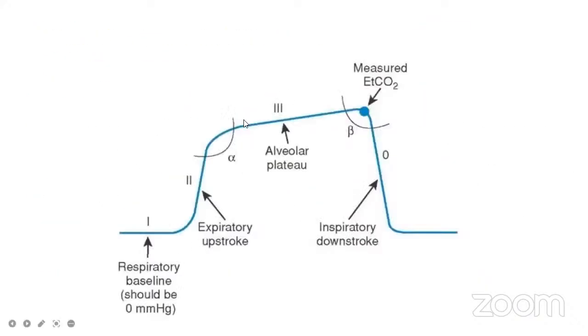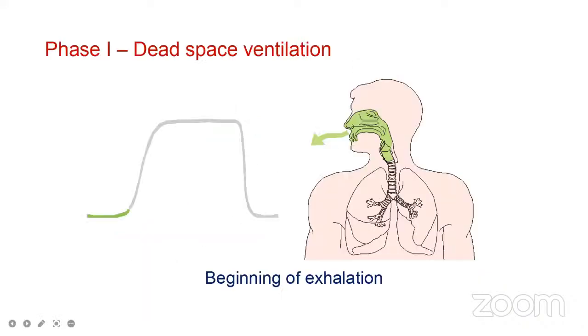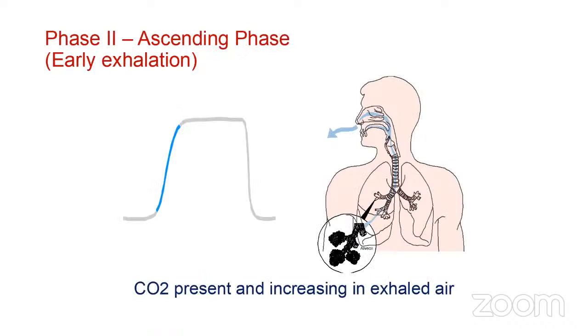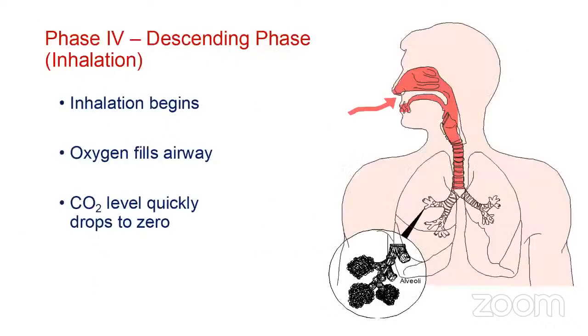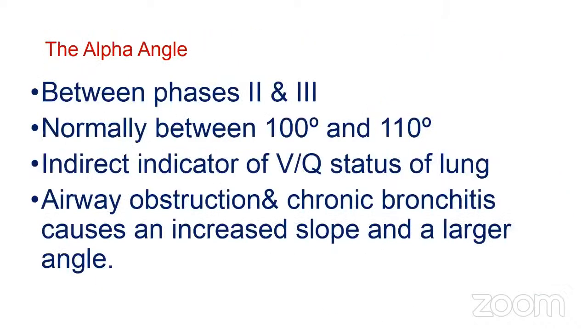We have this alpha angle and the beta angle, which also suggest abnormality in phase 2 and phase 3. Normally, it is between 100 and 110 degrees. It is an indirect detector of the ventilation perfusion status of the lung. Any airway obstruction or chronic bronchitis causes an increase in the slope and a larger angle, which I'll show you in some figures in the later slides.